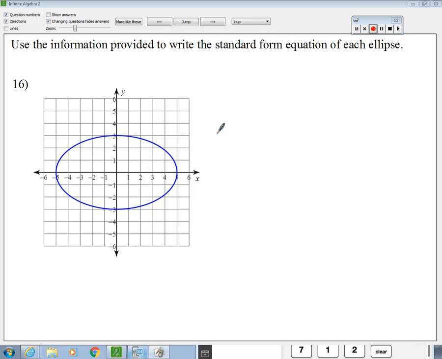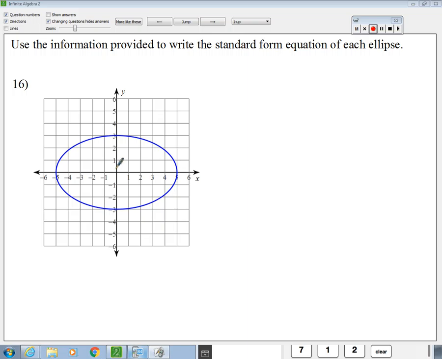Use the information provided to write the standard form equation of each ellipse. The standard form equation for an ellipse is x squared over a squared plus y squared over b squared equals 1. Now, sometimes it may be x minus h squared plus y minus k squared instead, and let's talk about why.